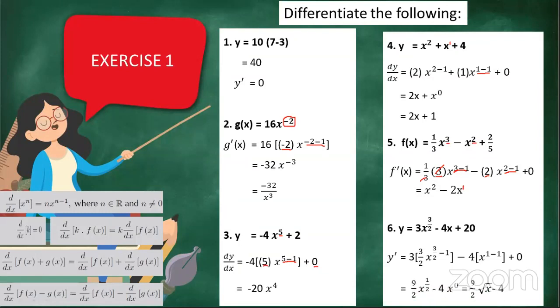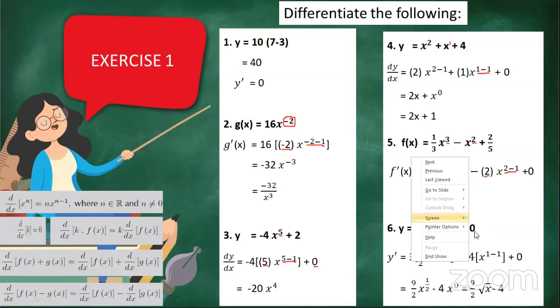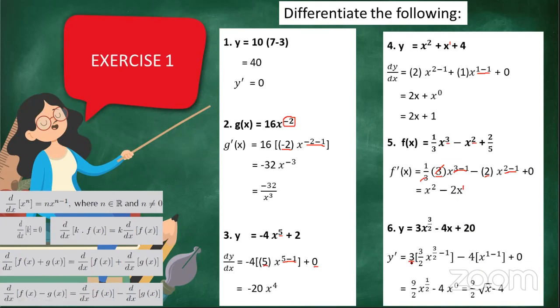Then this will simply be 3 times 3, 9, because this 3 is basically 3 divided by 1. So remember, this is 3 divided by 1. So 3 times 3 is 9, 1 times 2 is 2, and then you have your 3 over 2 minus 1, which will give you a half.